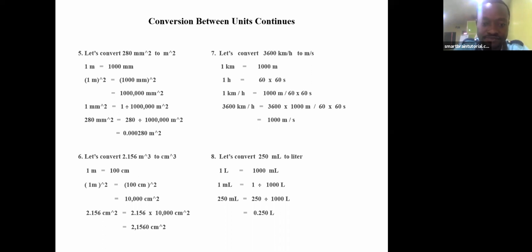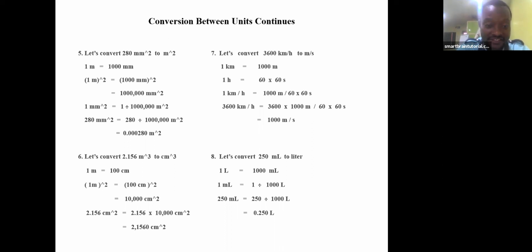The point right now is behind the 0 in 280. So you move it to the left-hand side, ahead of 0, ahead of 8, ahead of 2. Move it 6 times because you have 6 zeros. And you now get 0.000280 meter squared. Any question? No, sir. Okay, it's clear now.